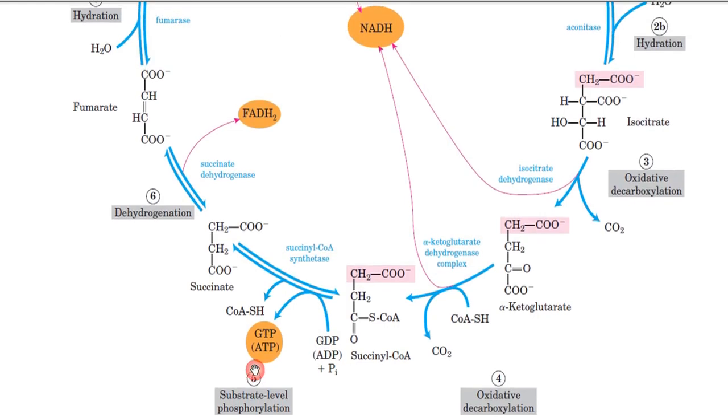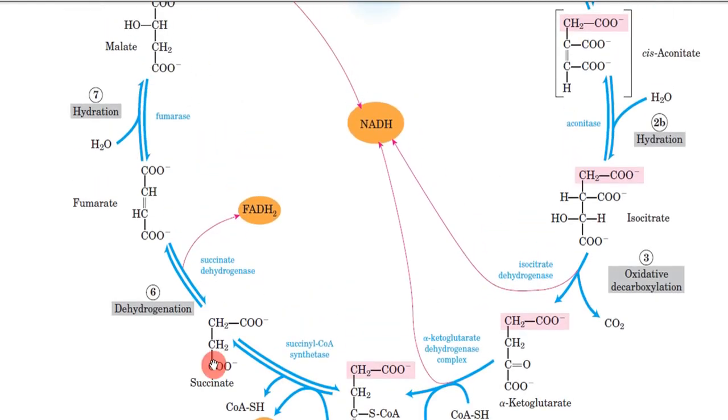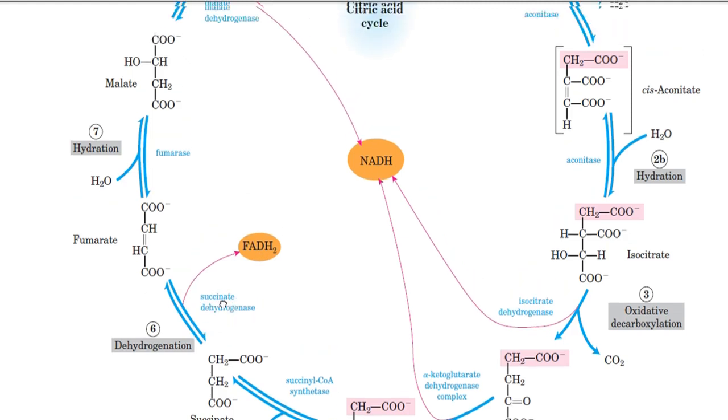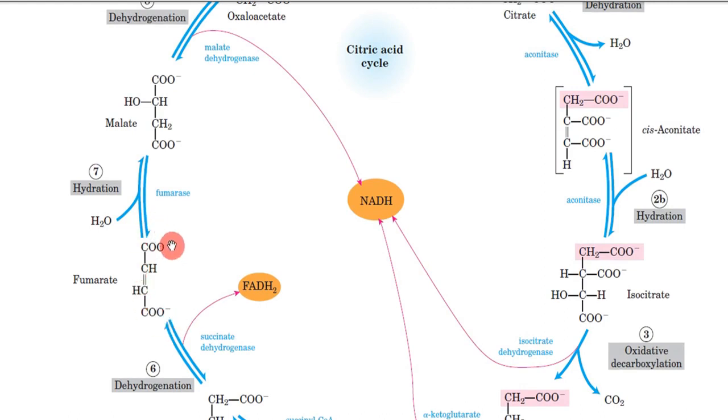And this reaction is a substrate level phosphorylation. That means here the energy released by the hydrolysis of the thioester bond is utilized for the phosphorylation of GDP into GTP. Then in the next step, the succinate again undergoes dehydrogenation. And here the hydrogen acceptor is FAD. FAD is then reduced into FADH2. The enzyme catalyzing this dehydrogenation is succinate dehydrogenase, and as a result the compound namely fumarate is formed.